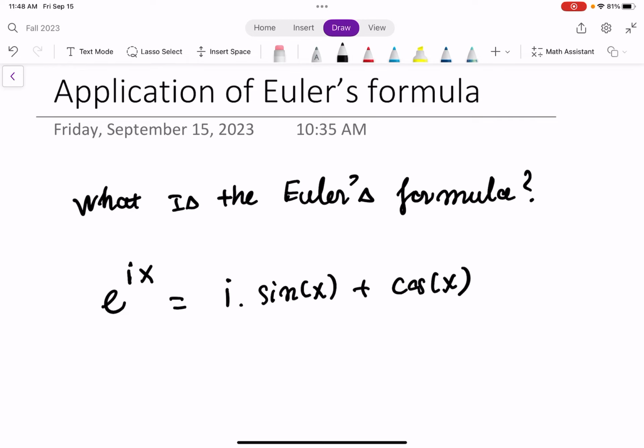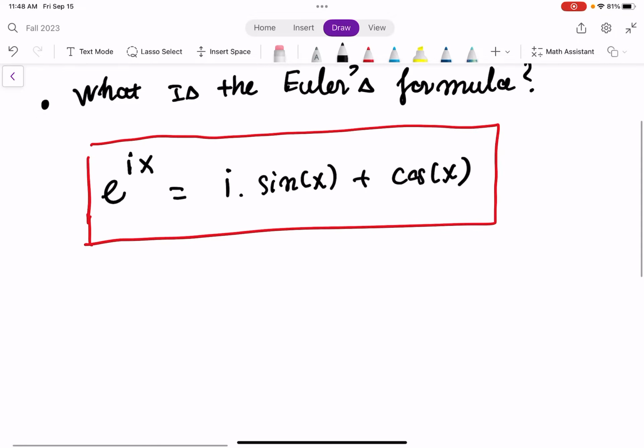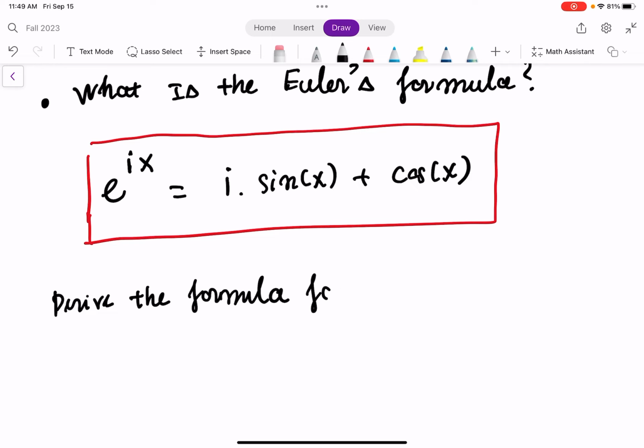Today, in the first video, we'll use this formula, bracketed in red, to derive the addition formulas for cosine and sine. What I mean is we're going to use the red formula to derive the formula for cosine of a plus b and sine of a plus b. This is what we're going to do today.